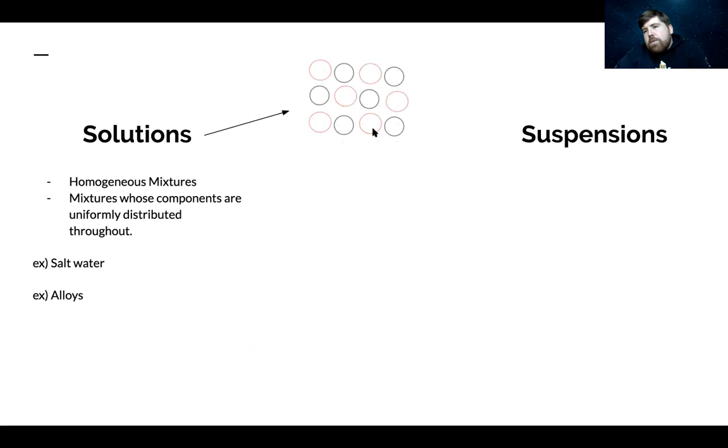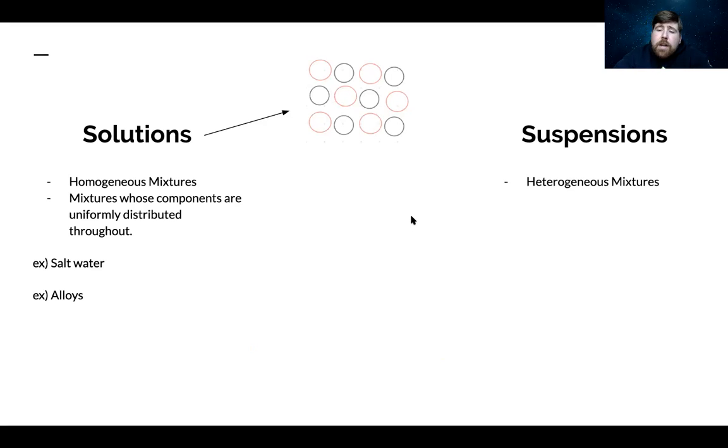When we look at a particle representation, essentially you're going to have alternating particles or an even distribution between the solute and the solvent, which we'll define in a little bit more detail later. And it's not unevenly distributed at all. You can see that there's a regular repeating pattern of red particles and black particles here.